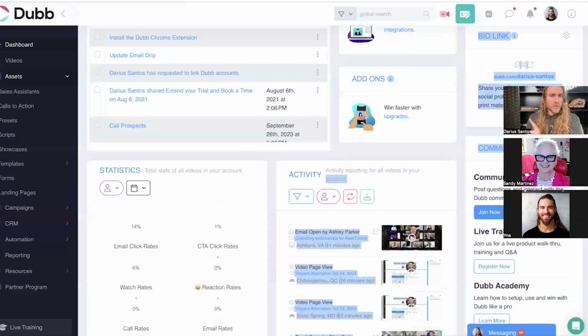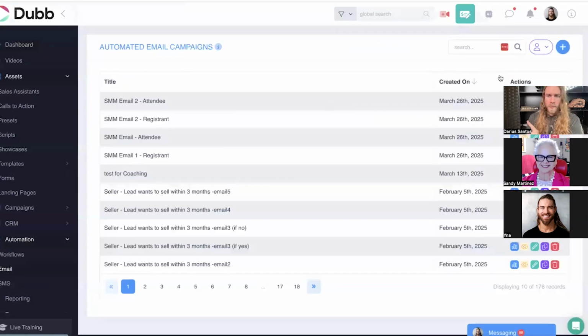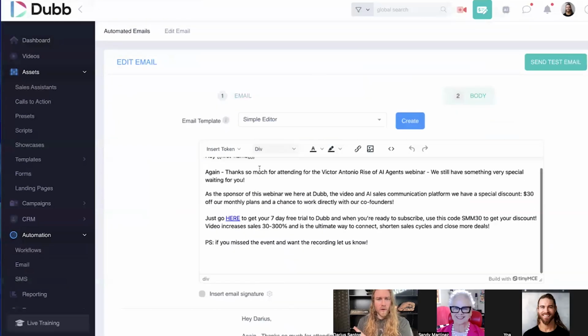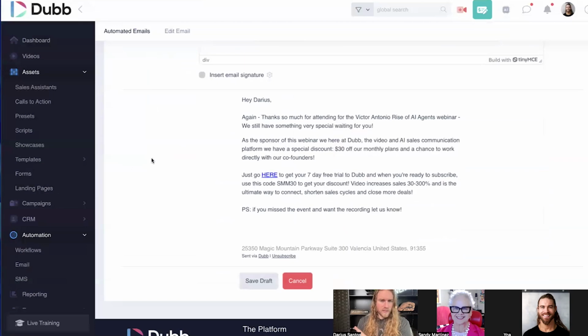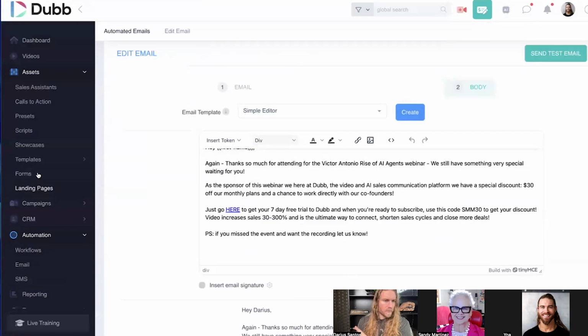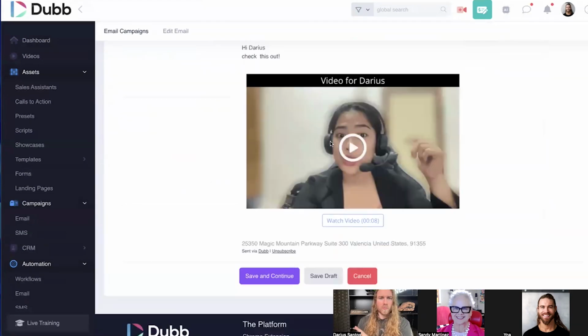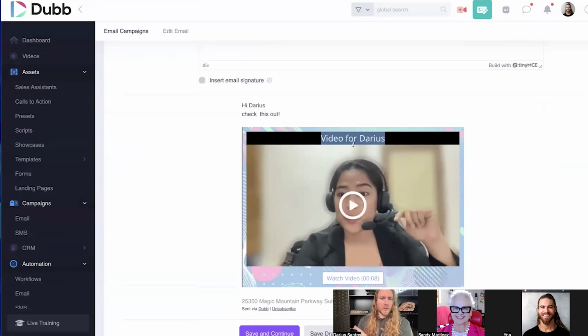There is, of course, the ability for you to have your personalization text, right? Where the body of your email can have the video placeholder on top of it like this, so that you can scale.